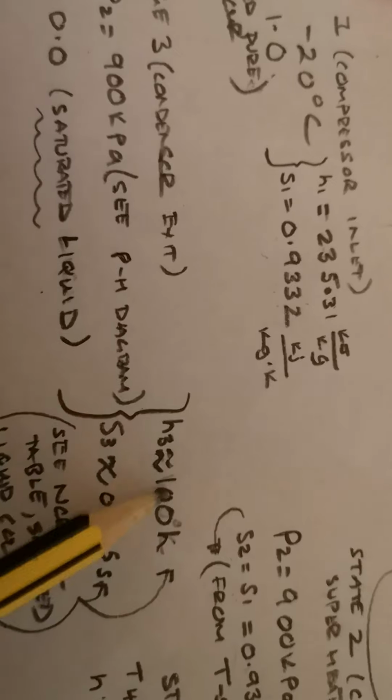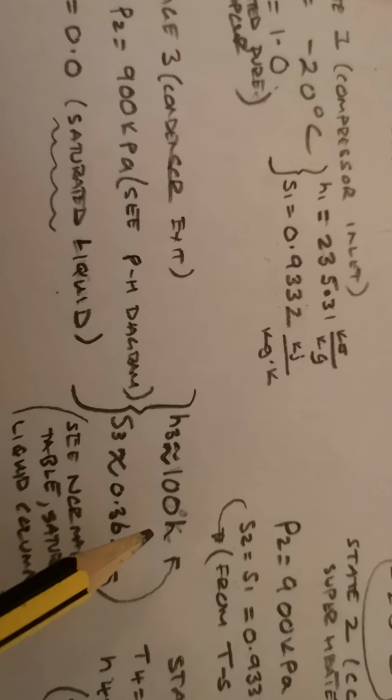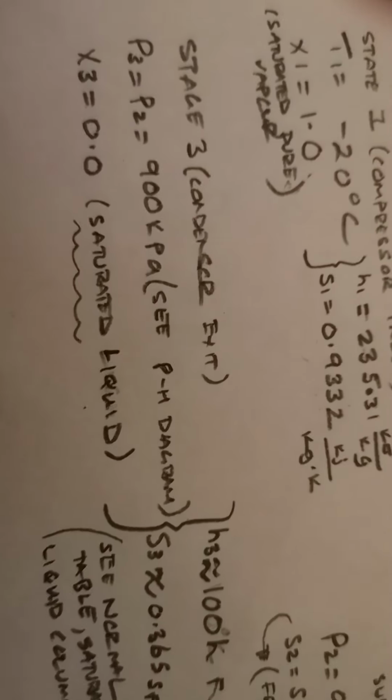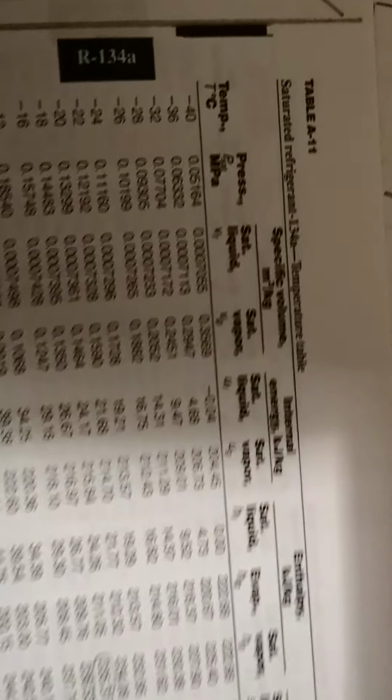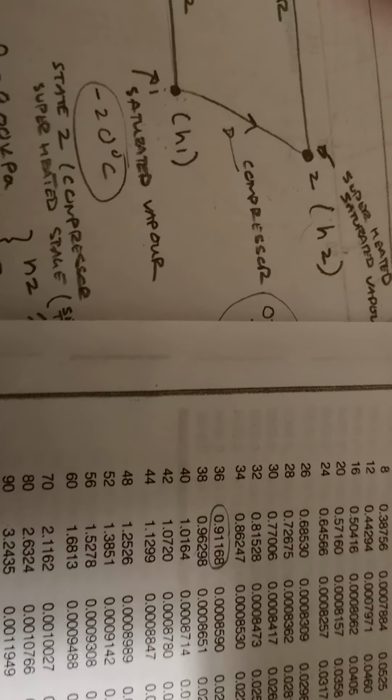Now H3 roughly equals 100 H. Okay, well, why is that? Where did I get that from? If you go back onto the tables, the normal tables, not the superheated table, but the normal one, because it's gone away from the superheated temperatures now.